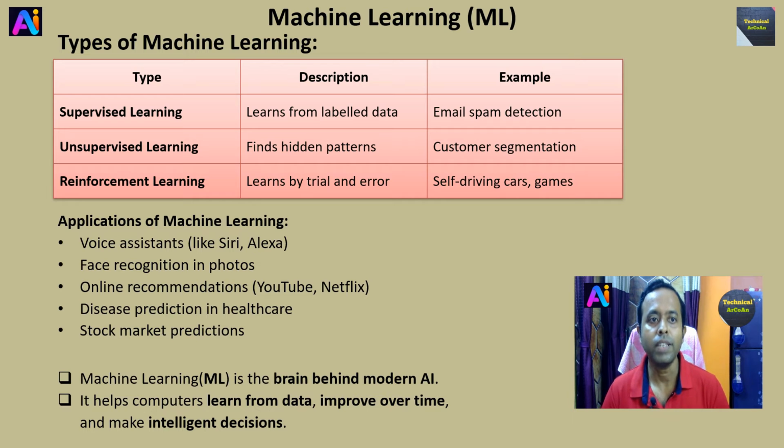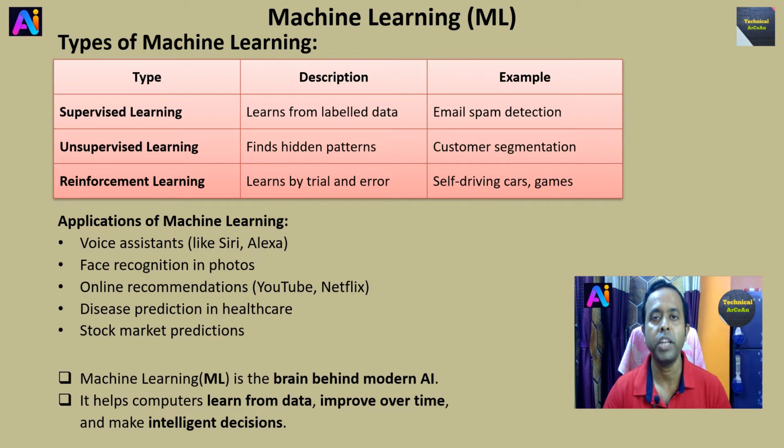Supervised learning learns from labeled data, meaning input-output pairs, where known outputs are there. Example: email spam detection. Unsupervised learning finds hidden patterns because the output is unknown. That is why clusters and groups form before prediction. An example is customer segmentation. And reinforcement learning, as already told, is self-taught, meaning it learns by trial and error.